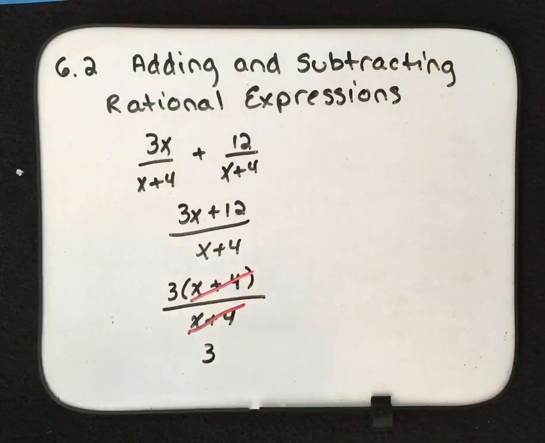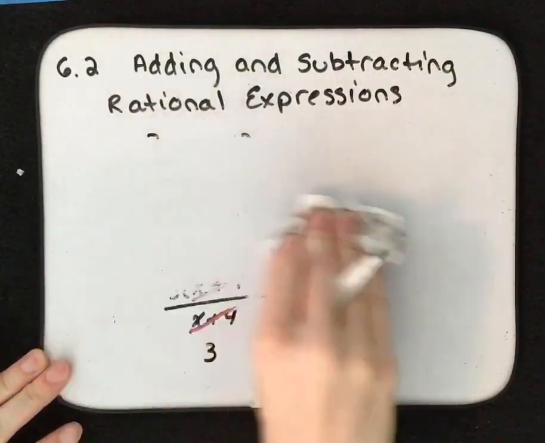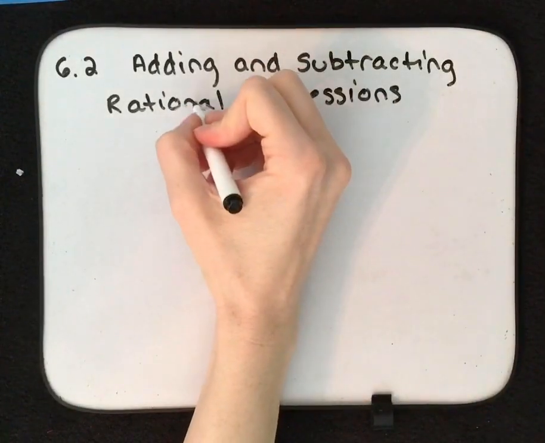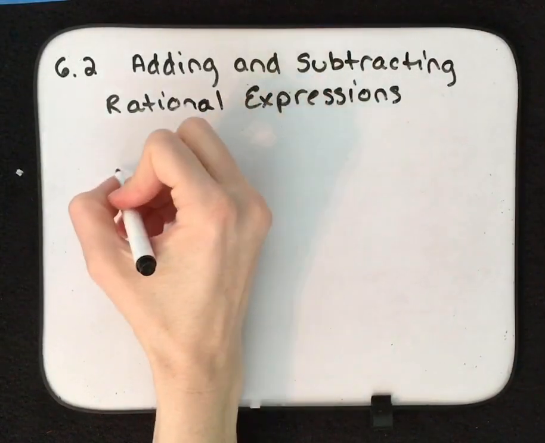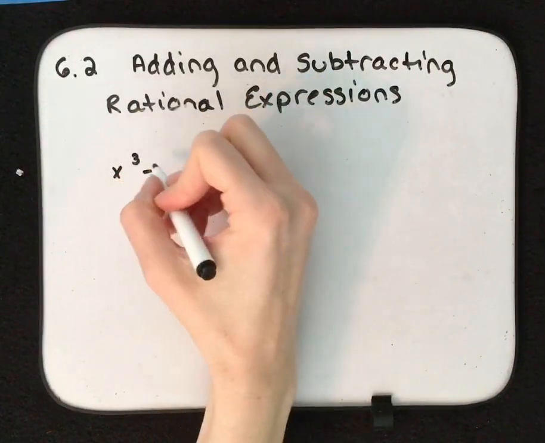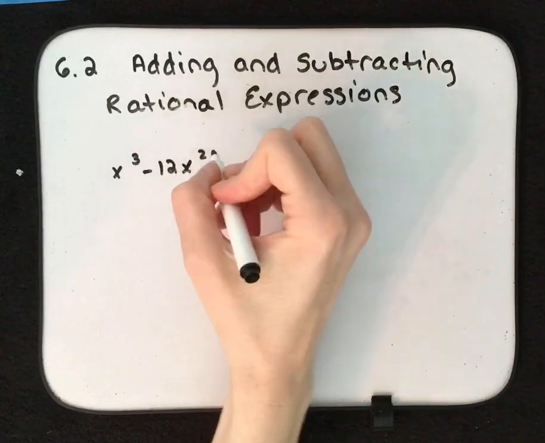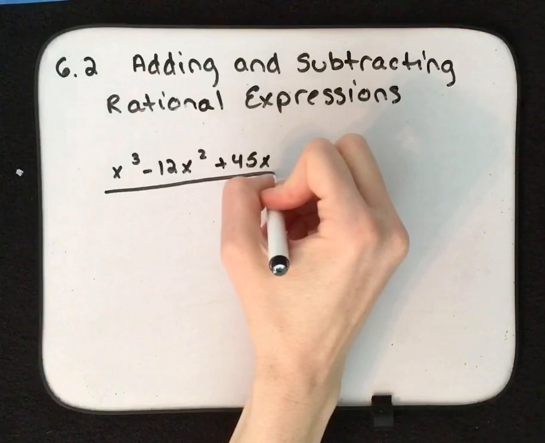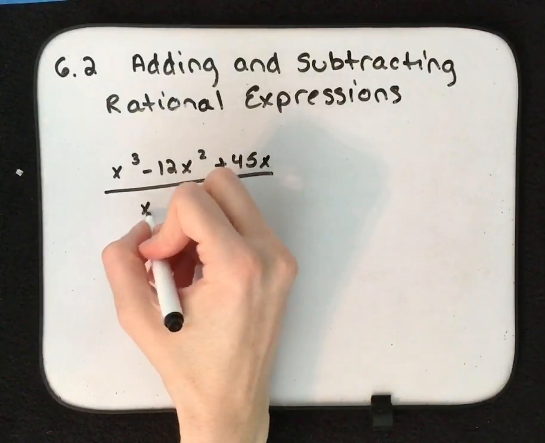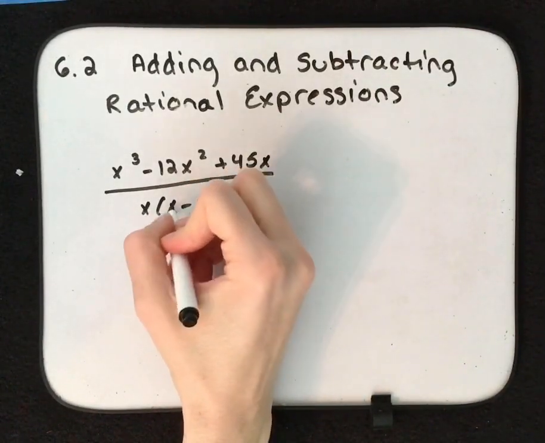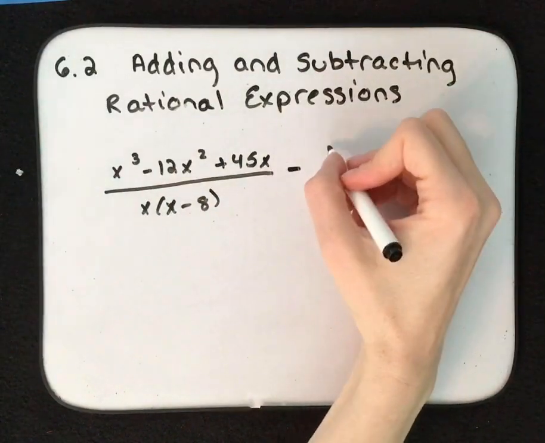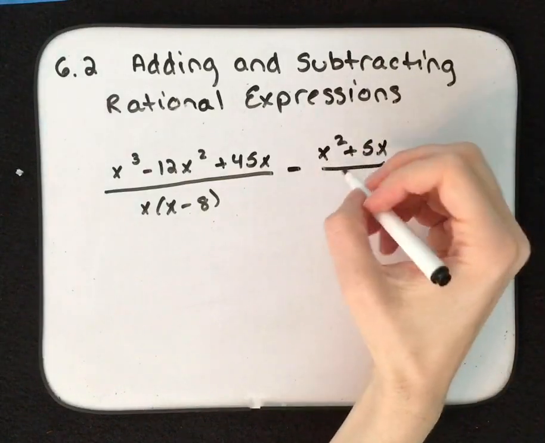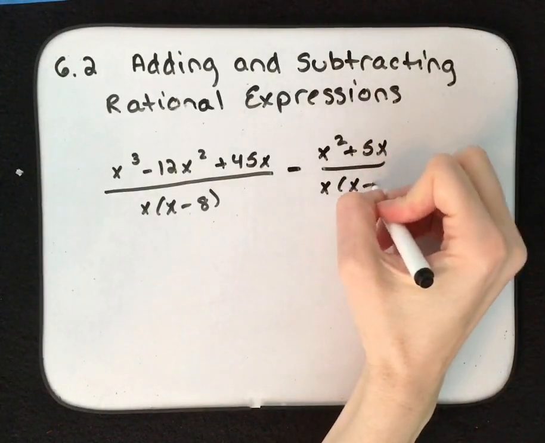Let's try another one. x cubed minus 12x squared plus 45x all over x times x minus 8. And let's subtract x squared plus 5x all over x times x minus 8.